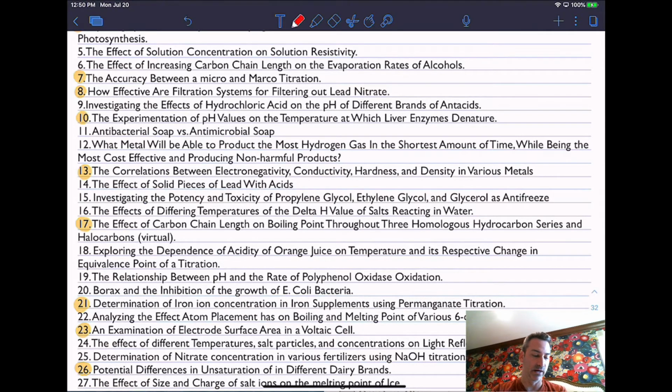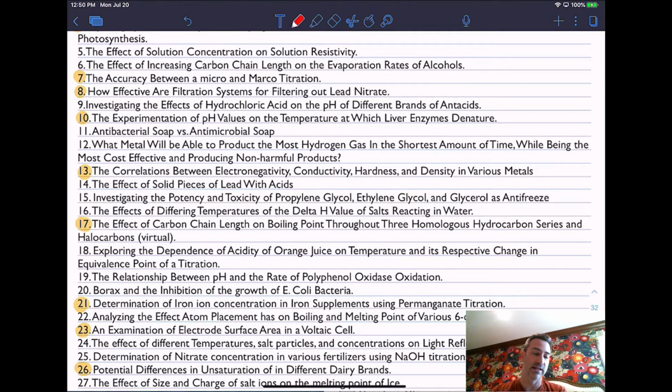But it was an interesting experiment. Number 10: the experimentation of pH values on the temperature at which liver enzymes denature. Again, this was another bio student. They put the liver pieces in different pHs and then measured their activity as a function of temperature, to see, if I have it too acidic, will it denature at a lower temperature?